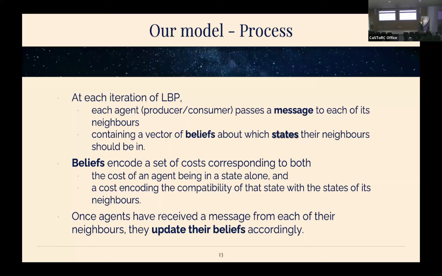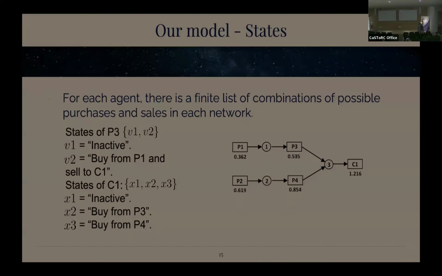We run loopy belief propagation, and at each iteration, each agent, whether a producer or a consumer, passes a message to each of its neighbors, and the message contains a vector of beliefs about which state the neighbor should be in. So let's think about that. Let's talk about states first.